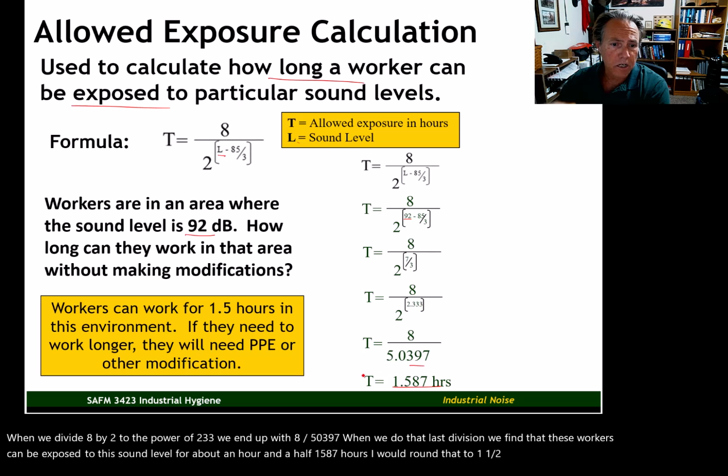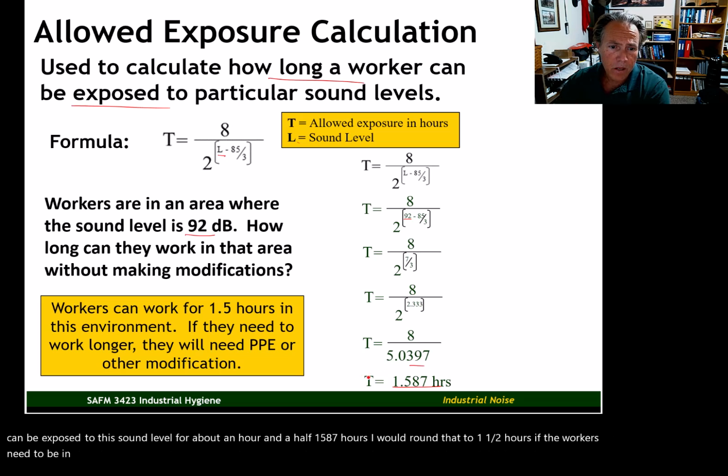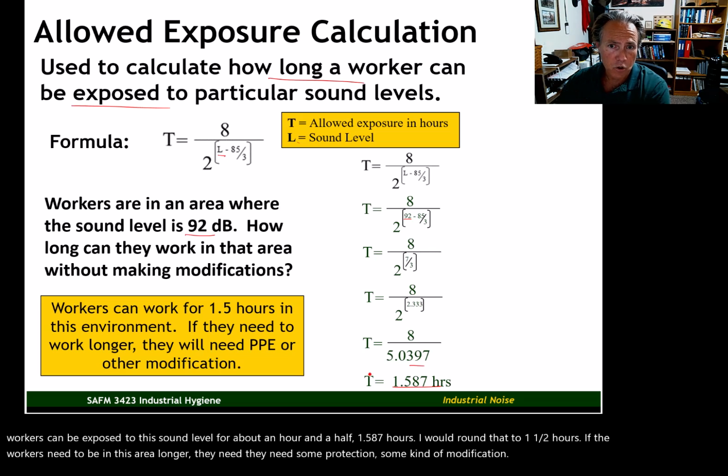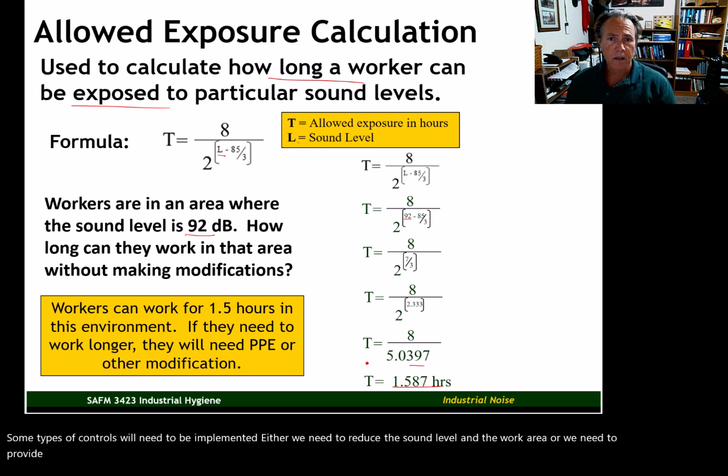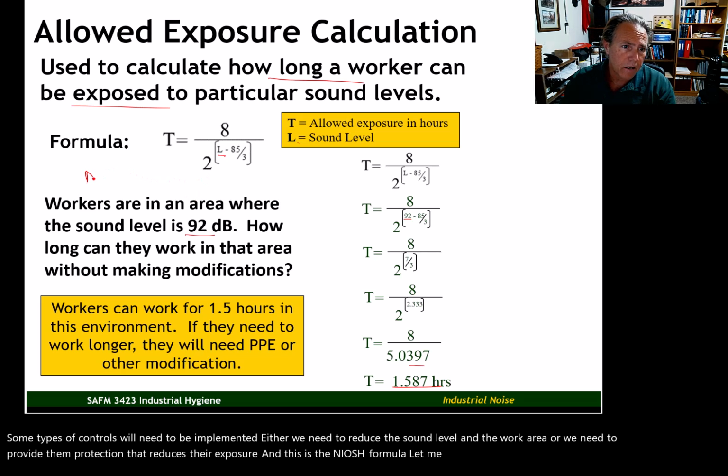If the workers need to be in this area longer, they need some protection, some kind of modification, some types of controls will need to be implemented. Either we need to reduce the sound level in the work area, or we need to provide them protection that reduces their exposure. Again, this is the NIOSH formula. Let me go ahead and write that in here.